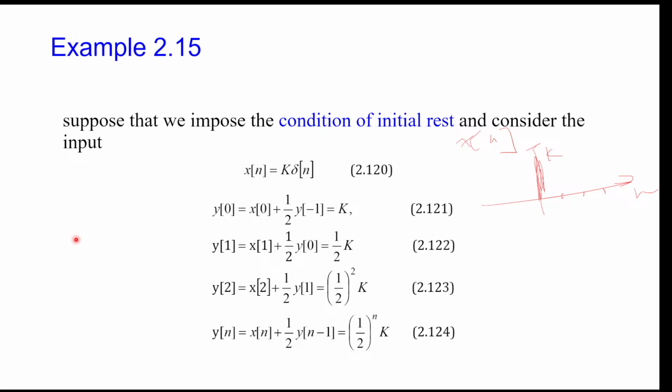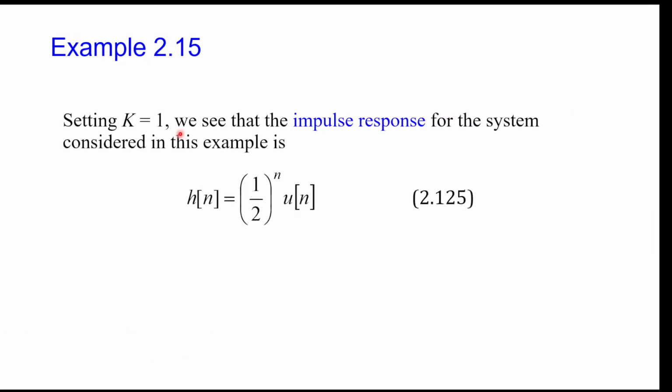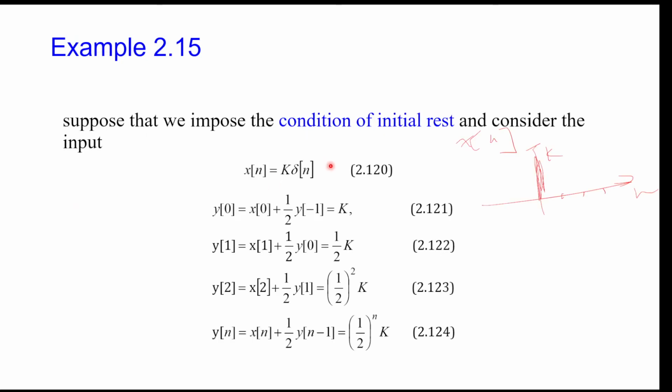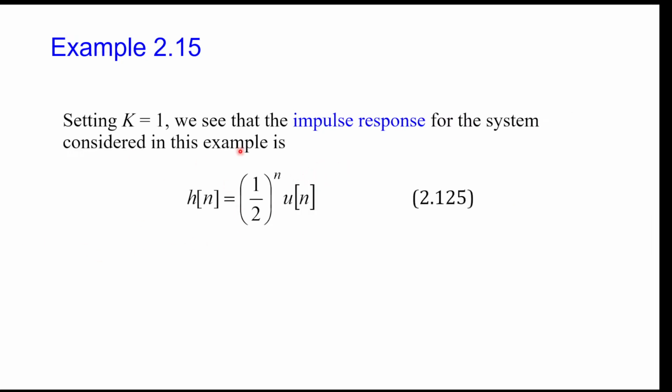And here is the example. Then we can also calculate the impulse response of this system because we basically already calculated it. This is a generalization of the impulse response. If you just say k equals 1, then x of n equals delta of n, and we see the impulse response will be 1/2 to the n for n greater than or equal to 0, and 0 for n less than 0, so we just put u of n here.